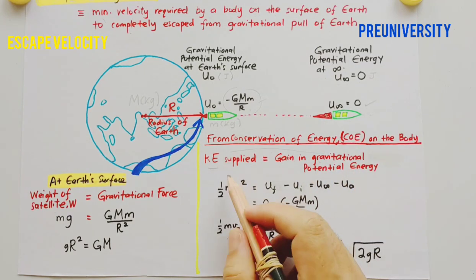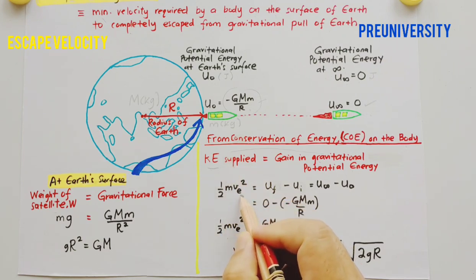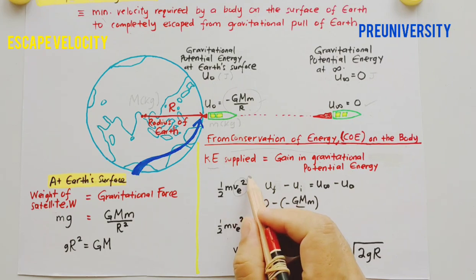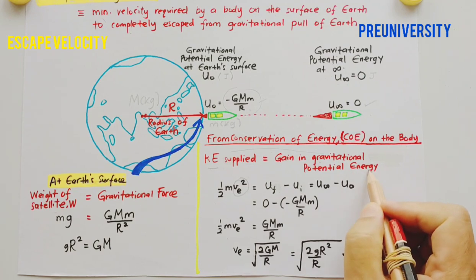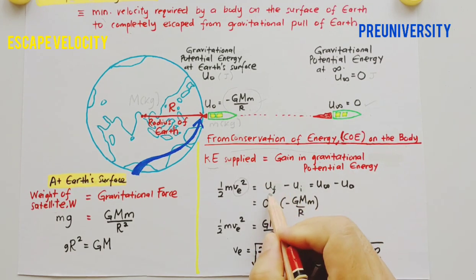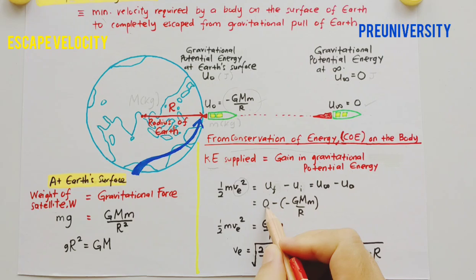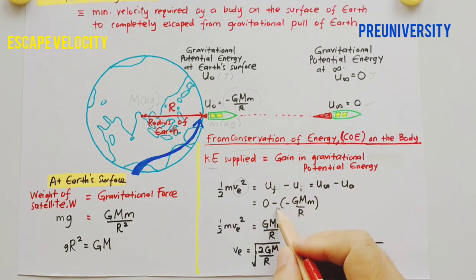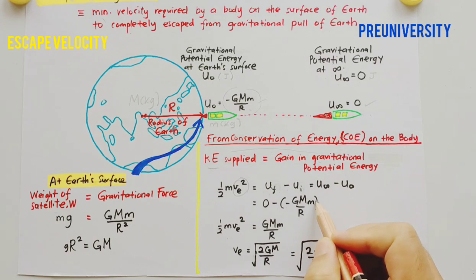Okay, so in this case for the kinetic energy we have half m v_e squared, where v_e is the escape velocity, is equal to the change in the gravitational potential energy. That means U final minus U initial, because the gravitational potential energy at infinity is 0, minus negative GMm over r. M is the mass of Earth, small m is the mass of the body or the rocket.